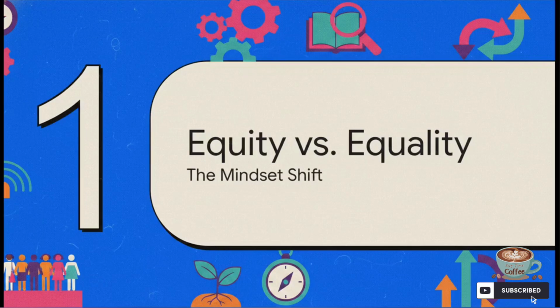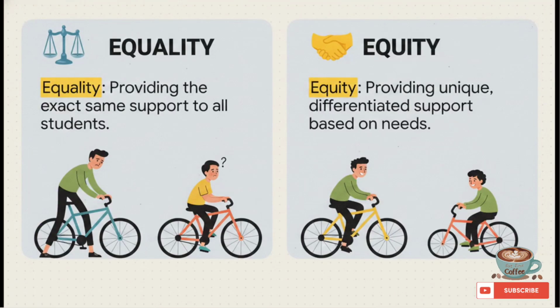Section 1, Equity versus Equality, the Mindset Shift. So before we even think about designing a syllabus or stepping up to the podium, we absolutely have to shift our fundamental mindset. This is basically the bedrock of inclusive teaching. Often, as new teachers, our very first instinct is to aim for absolute equality, right? We think, well, to be fair, I must give every student the exact same support, the exact same instruction, and the exact same testing conditions.